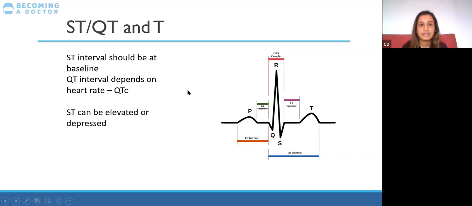And then finally, you've got ST, QT, and T. So the ST interval should be at baseline, should be a straight line, shouldn't have elevation, which is for infarctions, or depression, which is usually for ischemia. But that, again, should be covered. And then you've got the QT interval.